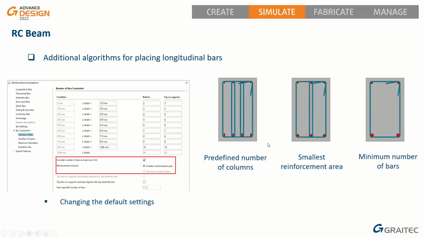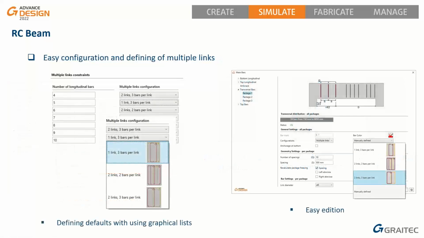So we now have options to play with. It's not strictly tied to the previously predefined number of columns, so we can now try to use other settings. Another setting is related to the configuration of multiple links. First, it's now much easier to set defaults, as layouts are now defined using a list with pictures. And also in the reinforcement edit dialog, we can easily choose a different layout.